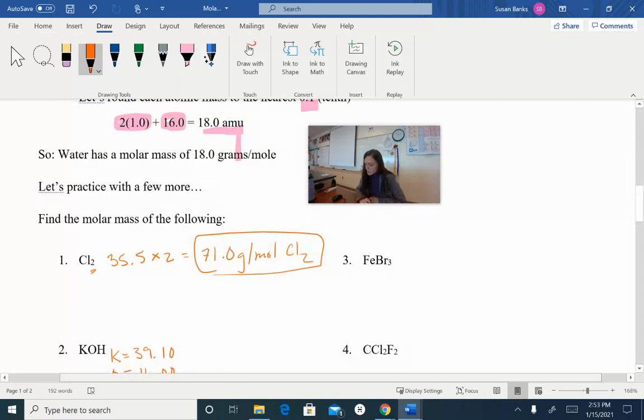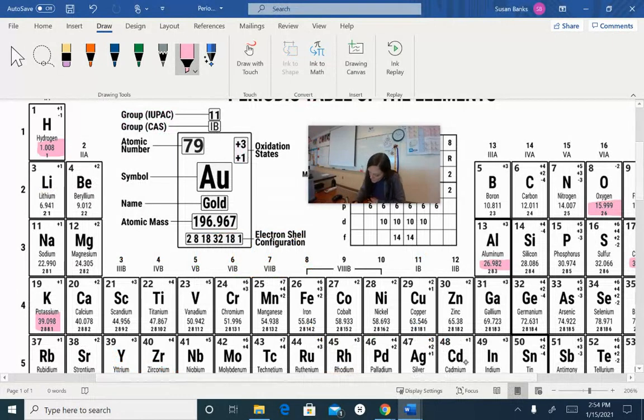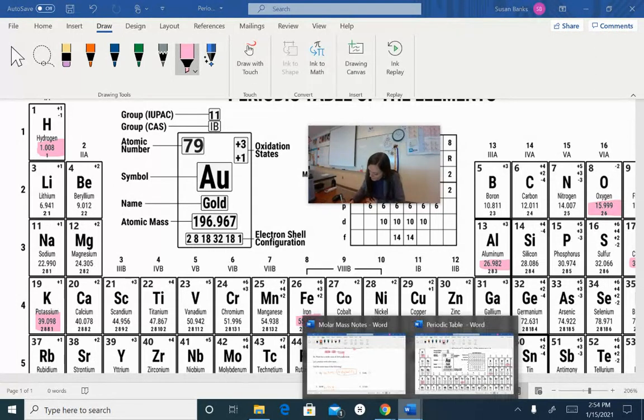We have iron 3 bromide. So we have one iron atom. Let's look at iron really quick. Iron is 55.84. That 4 tells us to leave that alone. So we're going to call that 55.8 for the iron.